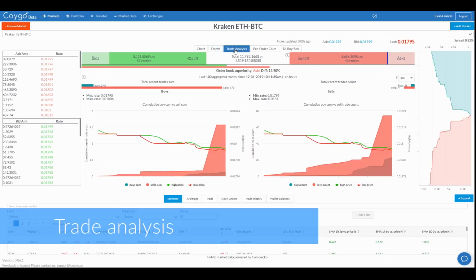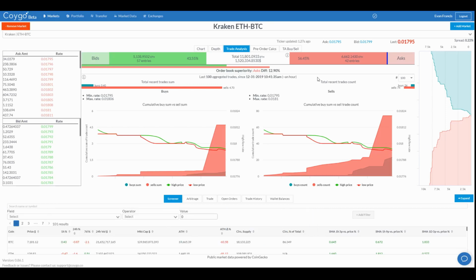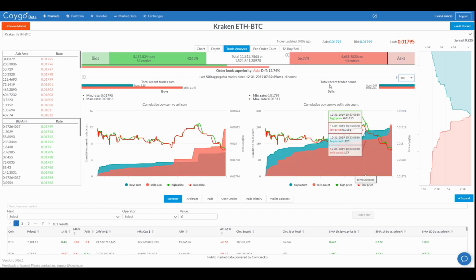The next data view we have is trade analysis. What this does is provide a quick view of the most recent trades occurring on this market. Right now we're looking at the past 100. We can drop that down, let's say we'll look at the last 500.